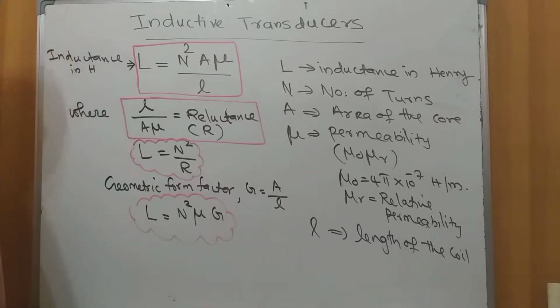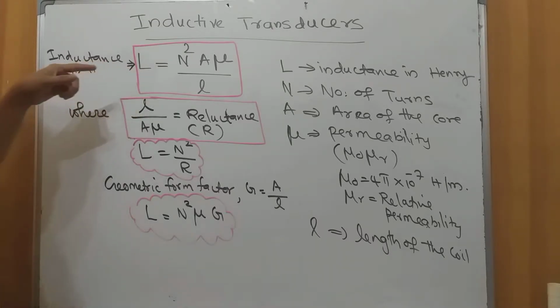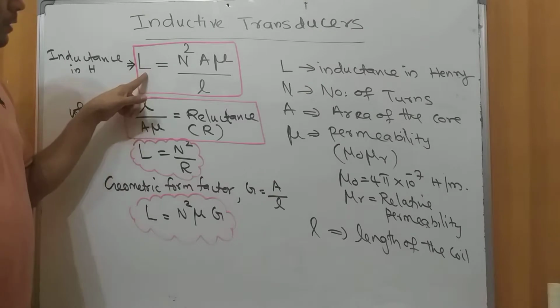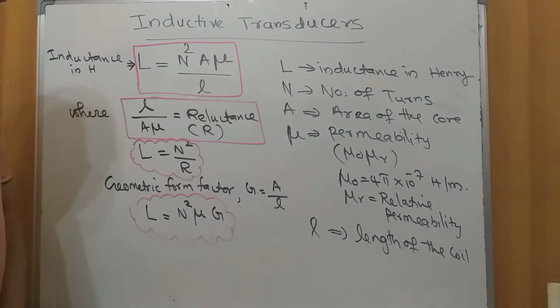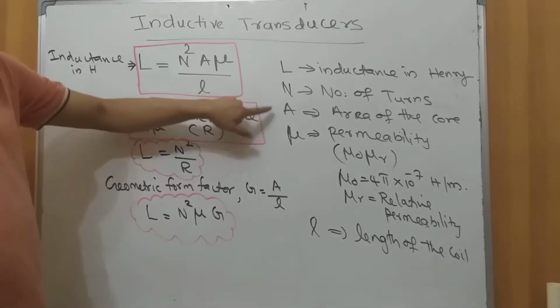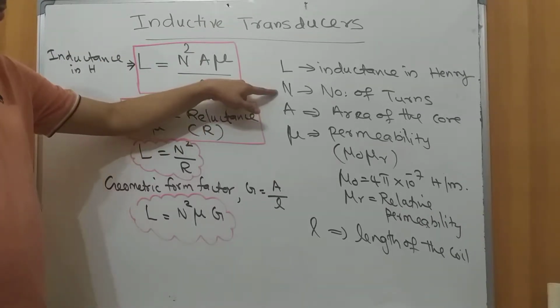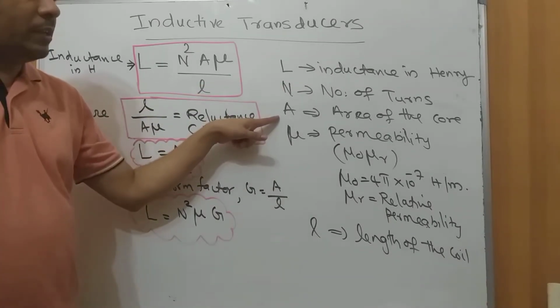From the basic principle, the inductance of a coil in henries is calculated by the relation L equal N square A mu over l. And inductance is nothing but a coil wound over a core, so it can be iron cored or can be air cored. Now L is the inductance in Henry, N is the number of turns of the coil around the core, and A is the area of cross section.